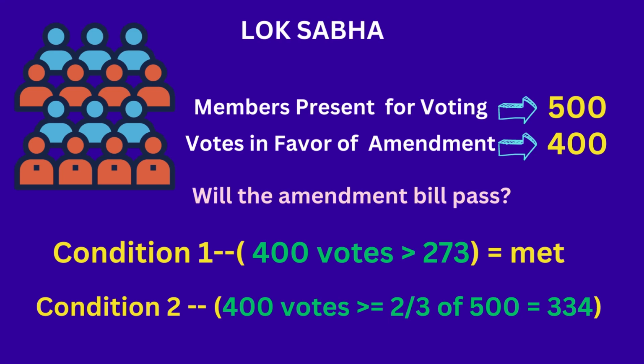Now here 400 votes were cast in favor of the bill, which is much more than the minimum requirement of two-thirds of the vote, that is 334, and therefore the bill would be passed and sent to the President for assent. Let's take a different scenario.